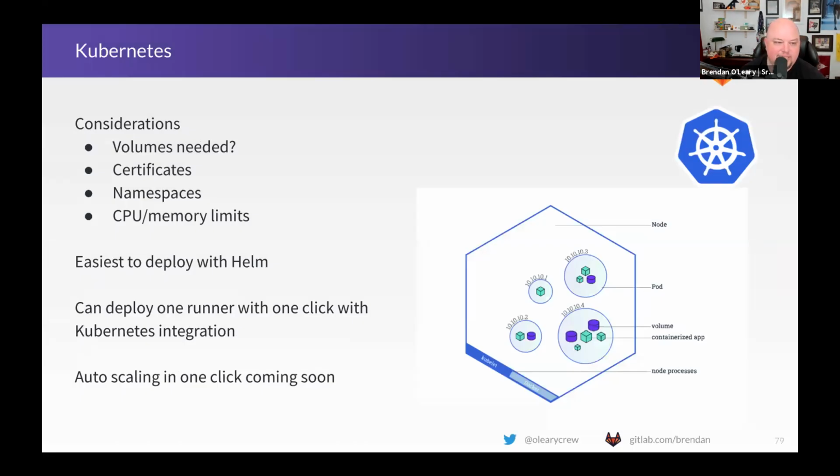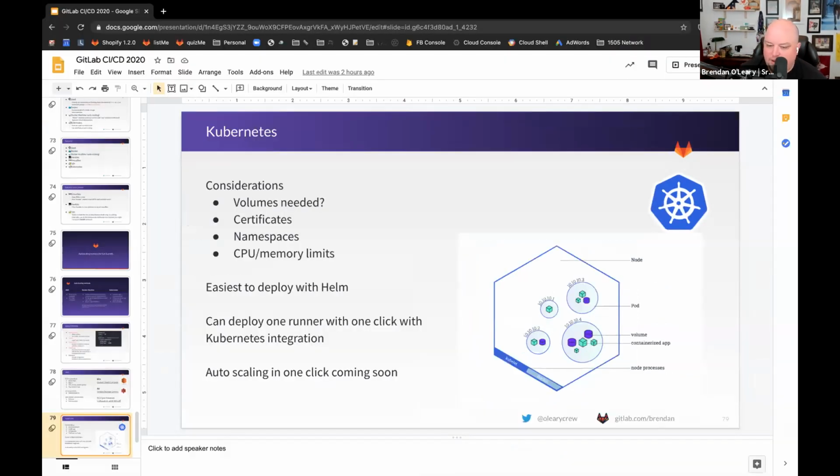Kubernetes, again, is really easy to get elastic compute from, but there are some considerations here. Like, do you need access to the same volume every time? Do you have Helm and Tiller? Is that part of your stack? Because that's really the easiest way to deploy it. Yeah, that's basically the runner overview. All right. So questions about runners, how they work, what you can do with them.